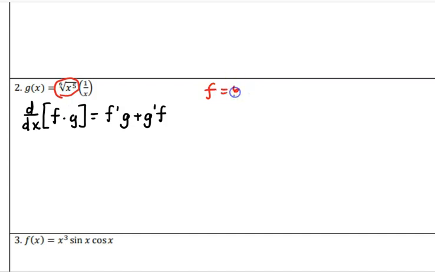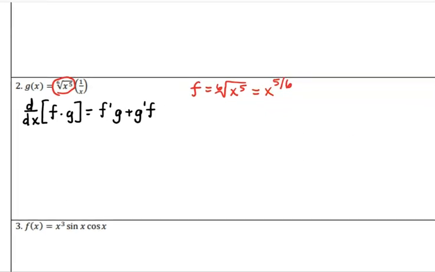I'm going to take f as the 6th root of x to the 5th, which it's going to be helpful if we go ahead and rewrite as x to the 5 over 6, because we will have to use the power rule to take the derivative of that. And I'm going to take g as 1 over x, which I will rewrite as x to the negative 1. Technically, you could just multiply these two together and find the derivative, but we are practicing using the power rule.